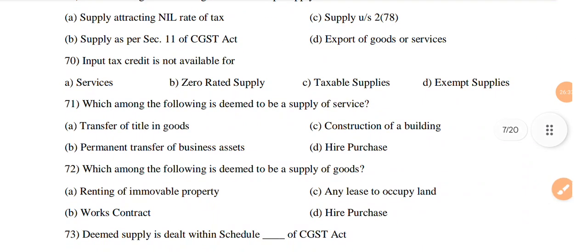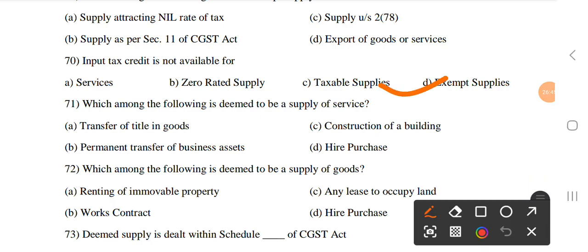Next question, input tax credit is not applicable for option A, services, B, zero rated supply, C, taxable supplies and D, exempt supply. The correct option is D, exempt supplies.